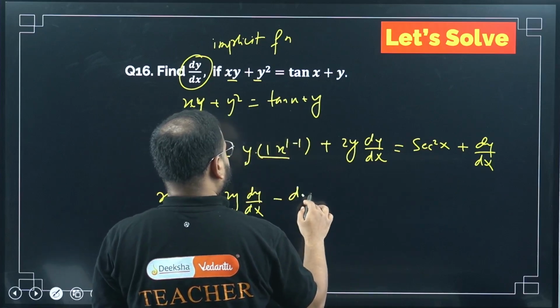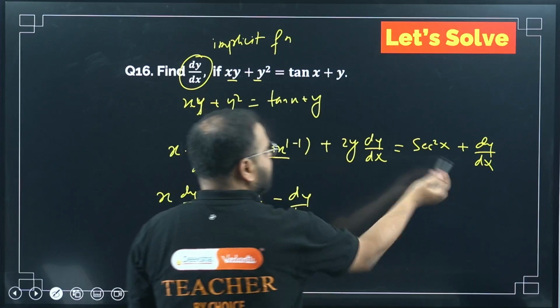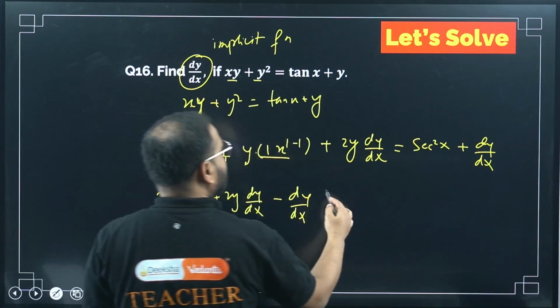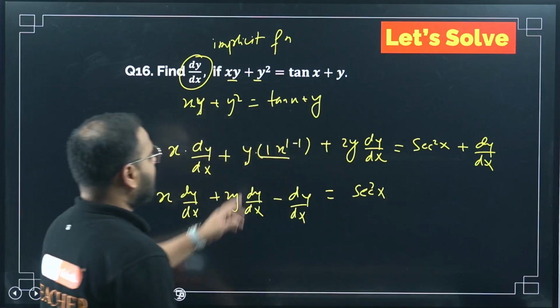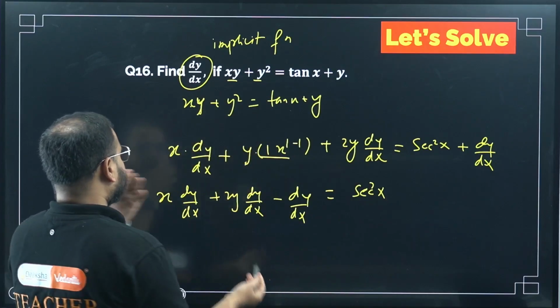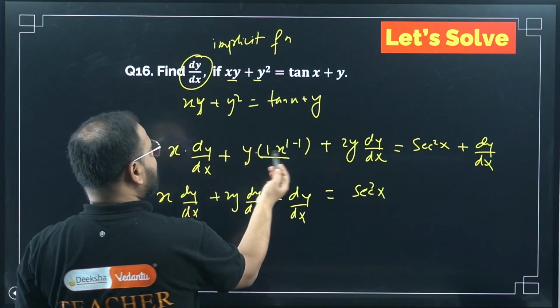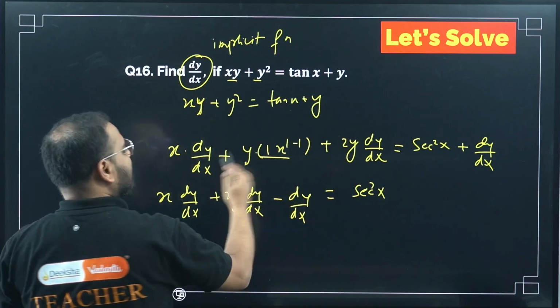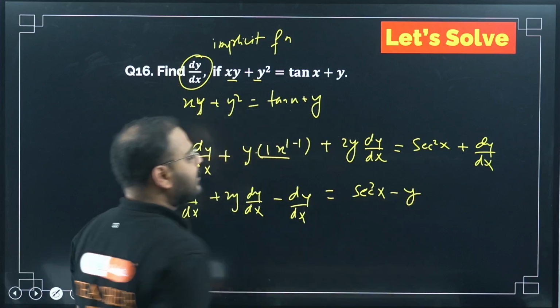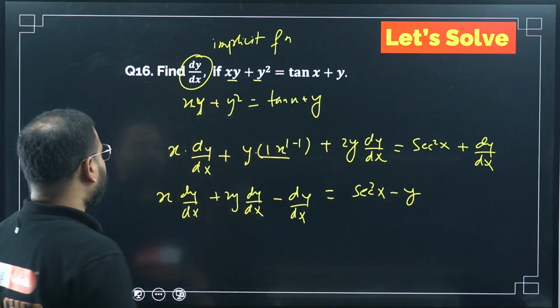So minus will come because I'm moving on this side. dy by dx will come over here, will become negative. What is this? sec square x minus, how much is this? Simply y. Check here, simply y, because this is 1, no? 1 times of x power 1 minus 1 is 0, so 1 times of x power 0 is 1. So I can move this and write it as sec square x minus y. Take the dy by dx common, please.